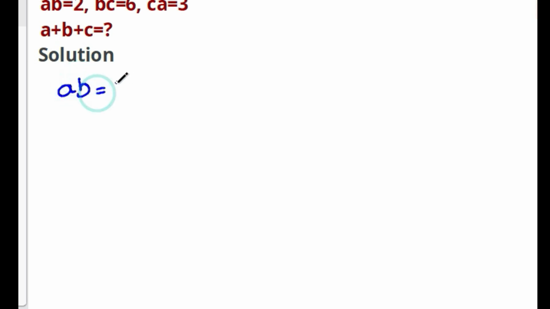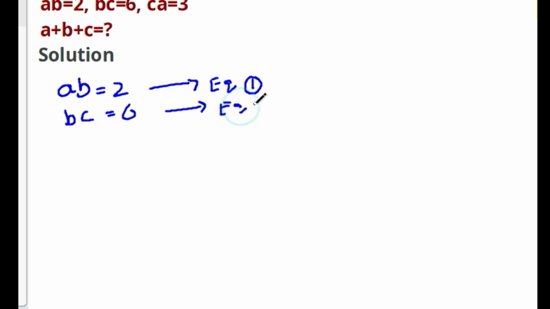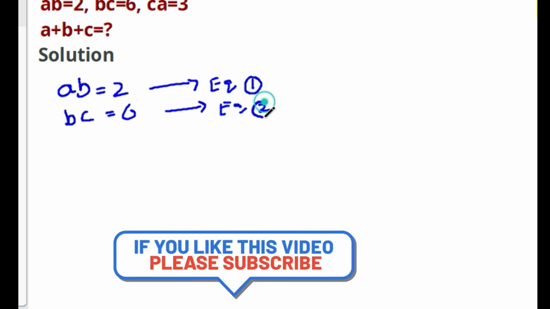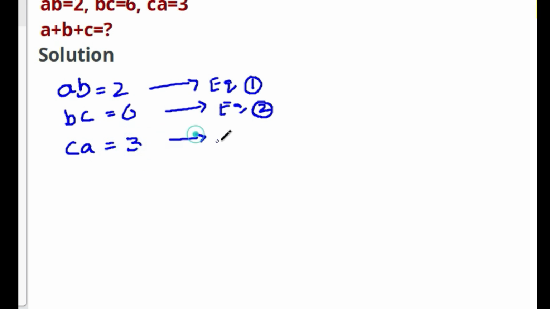Given that A into B is equal to 2, equation number 1, BC is equal to 6, equation number 2, and CA is equal to 3, equation number 3. We have to solve it to find the value of A plus B plus C.